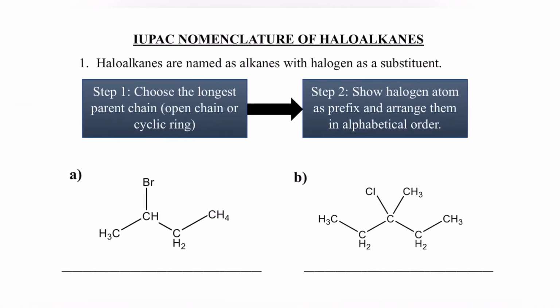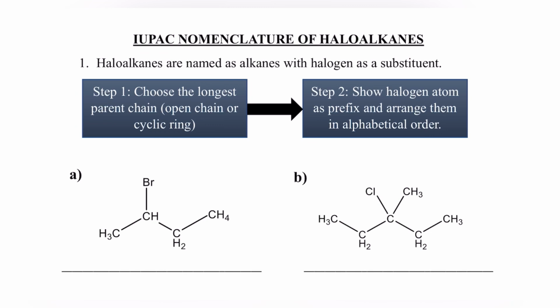Now we are going to proceed with IUPAC nomenclature of haloalkane. When you want to give the name for haloalkane, you have to give the name as alkanes with halogen as substituent. So the same case as before, step 1 you choose the longest parent chain, but this one you should see that whether your longest parent chain is either open chain or cyclic ring. And after that, step number 2, if you got halogen atom, use it as prefix and arrange them in alphabetical order. So let's say I have A.